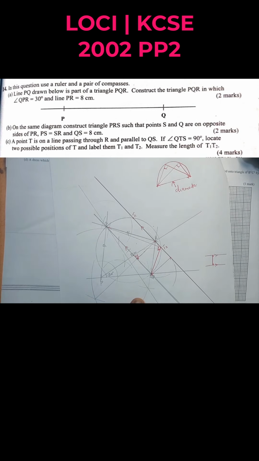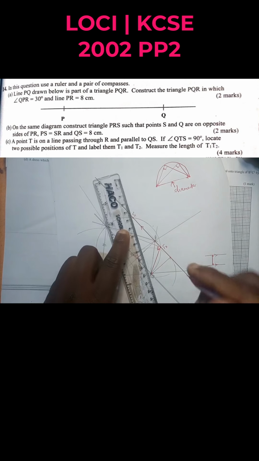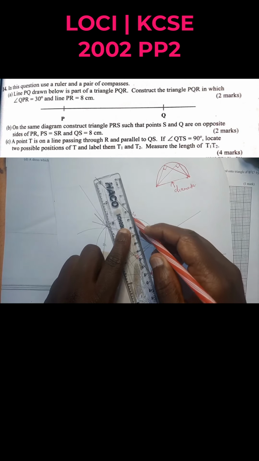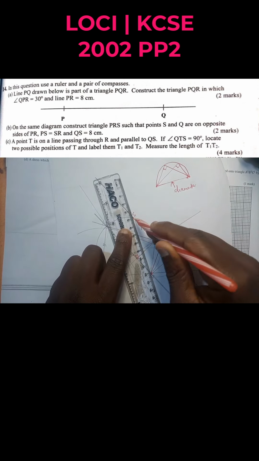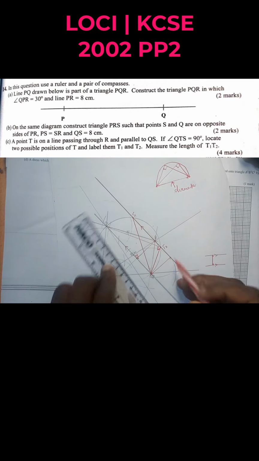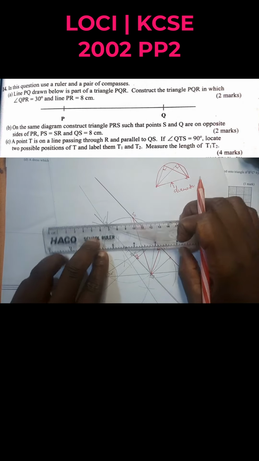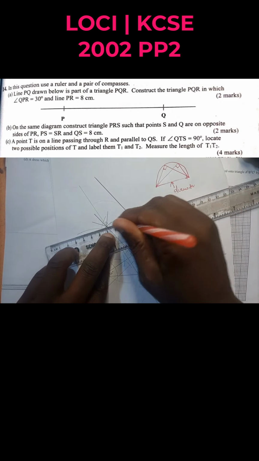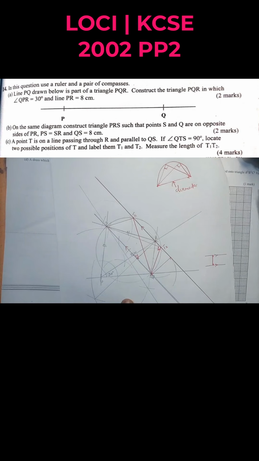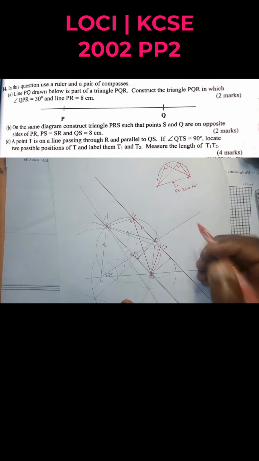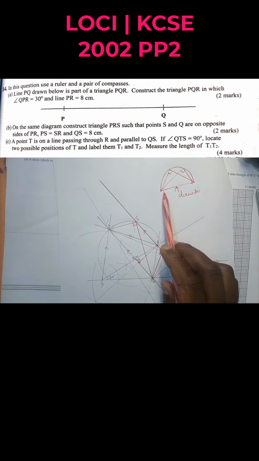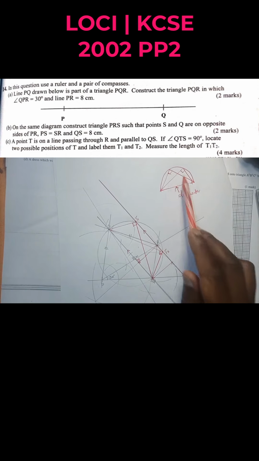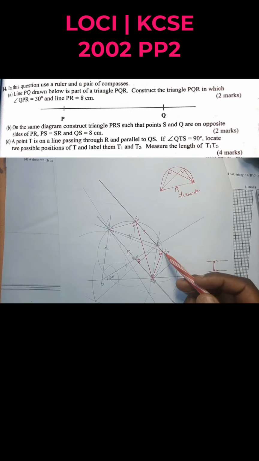And also QT, if you draw a straight line there, passing through this point here, again this angle here should be 90. The property that you're using is this: the angle subtended by the diameter at the circumference should be 90 degrees. So T can be here, T can be here.